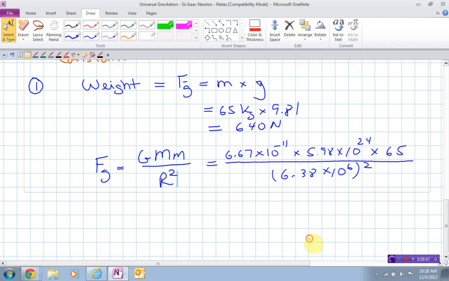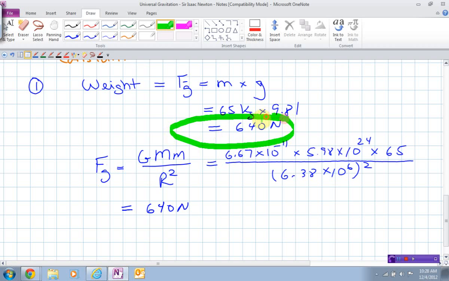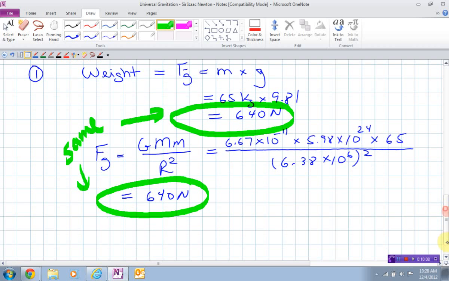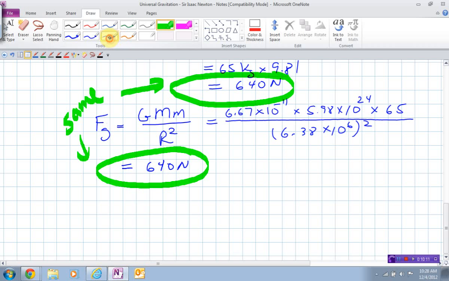If we work this out on your calculator, the force of gravity will come out to be 640 newtons. In other words, the answer that we got by the old equation and the answer we have by the universal equation are exactly the same. That tells you that this equation seems to work. That's one proof.